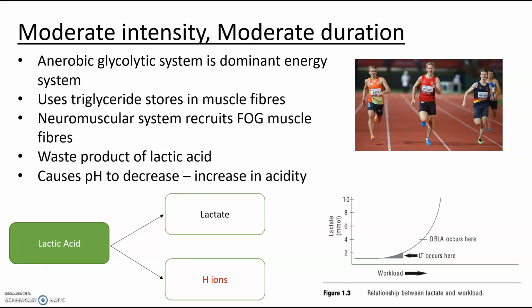Looking at moderate intensity and moderate duration, the dominant energy system would be the anaerobic glycolytic system, and this uses glycogen, which can be found in the triglyceride stores in the muscle fibers. The neuromuscular system then recruits FOG, fast oxidative glycolytic muscle fibers, to work with the fast glycolytic muscle fibers. And this produces a waste product of lactic acid.